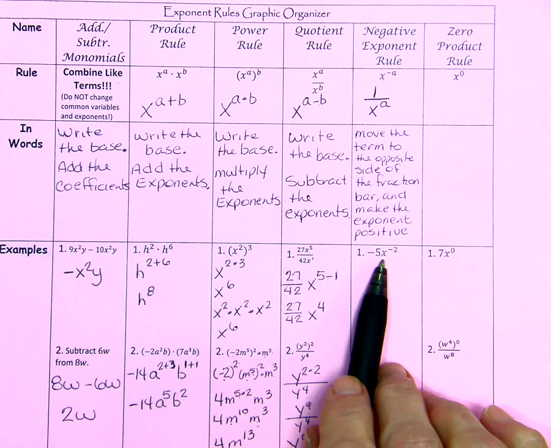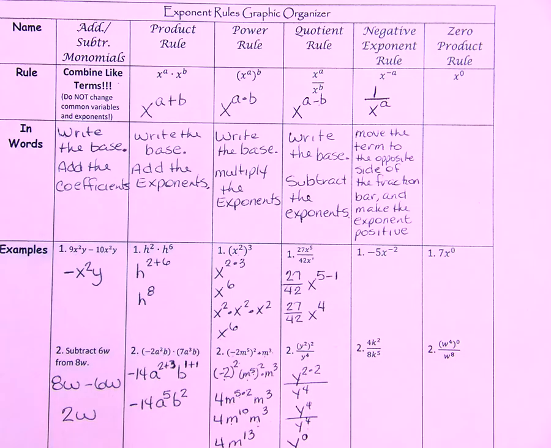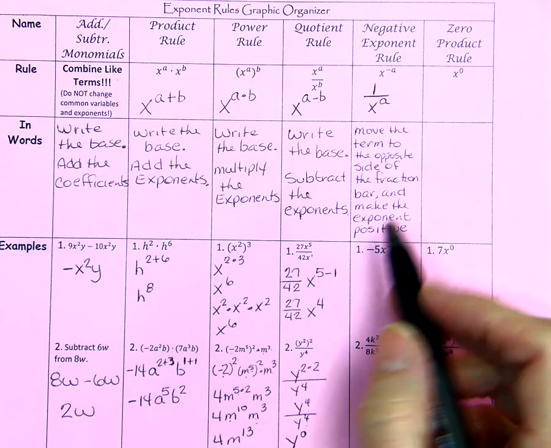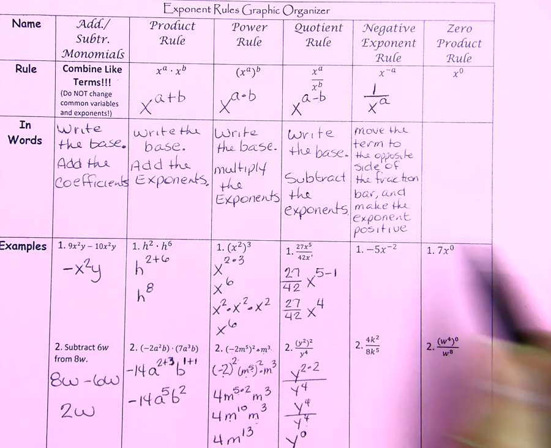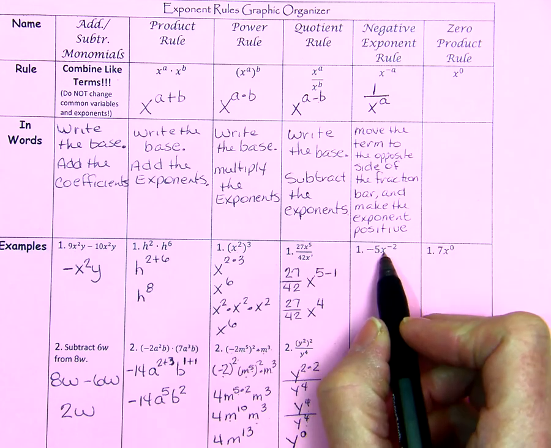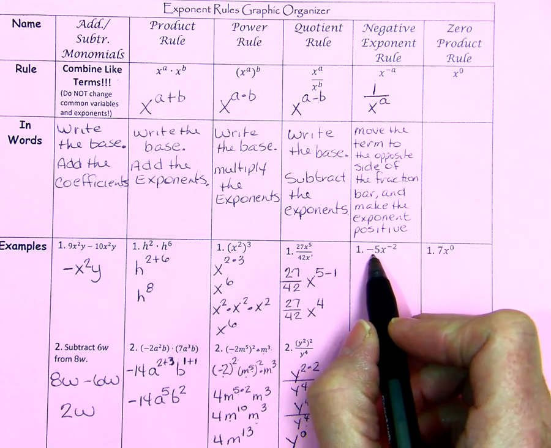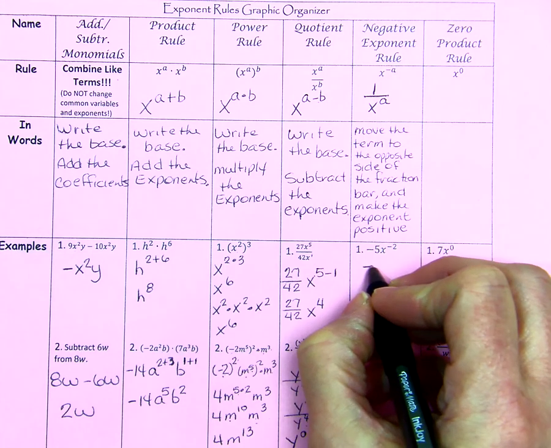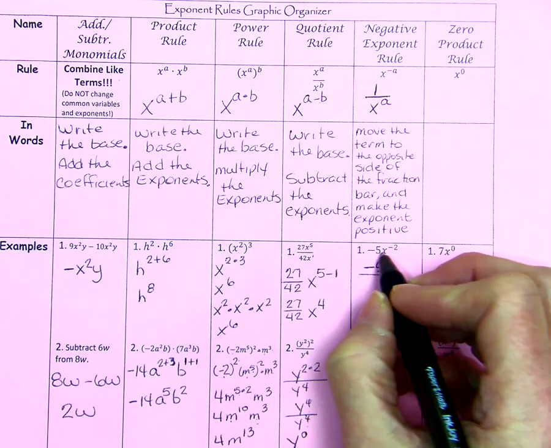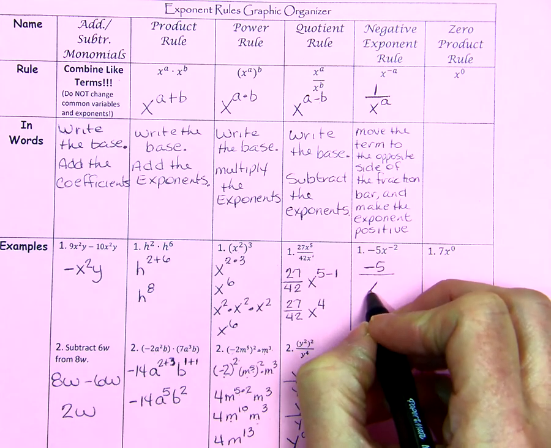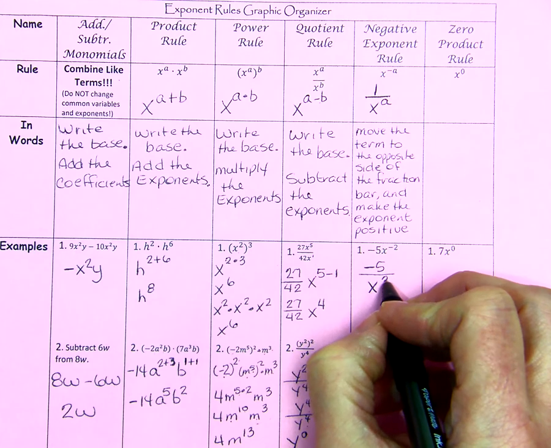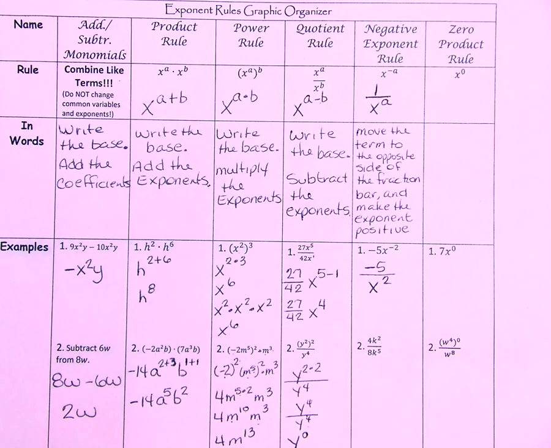So looking at this example here with the negative 5 times x to the negative 2. This is multiplication. This negative 2 only applies to the variable x. It does not apply to the negative 5. So the negative 5 is going to be my numerator. The x to the negative 2 moves down to the denominator, and the negative 2 becomes a positive 2.